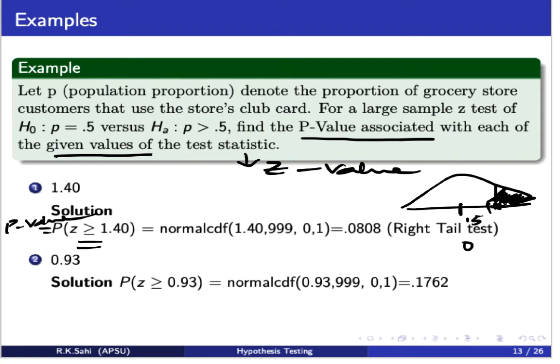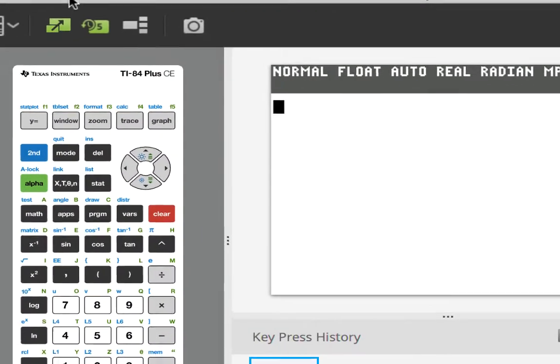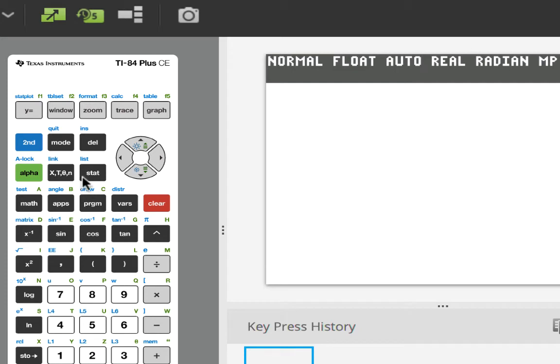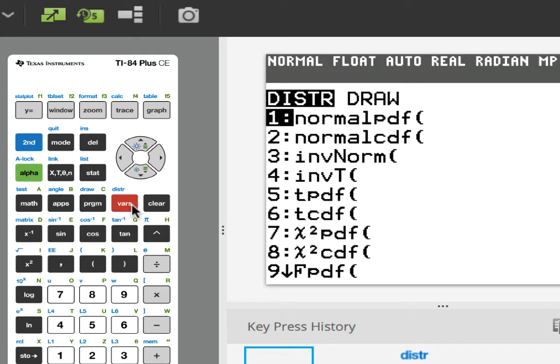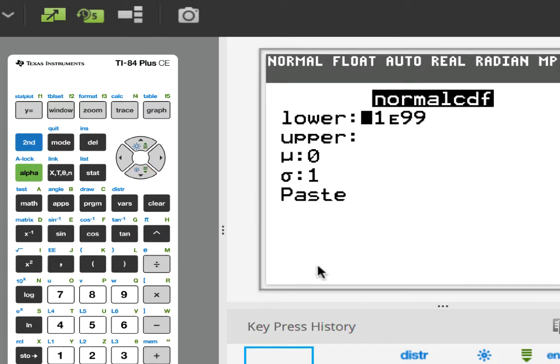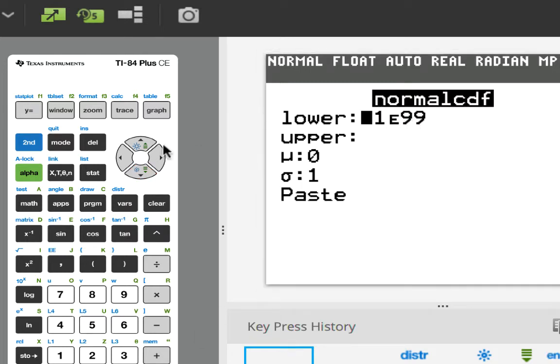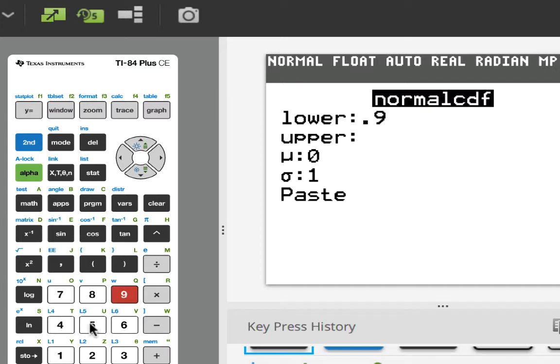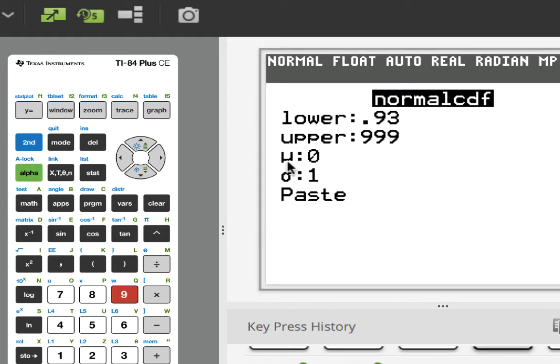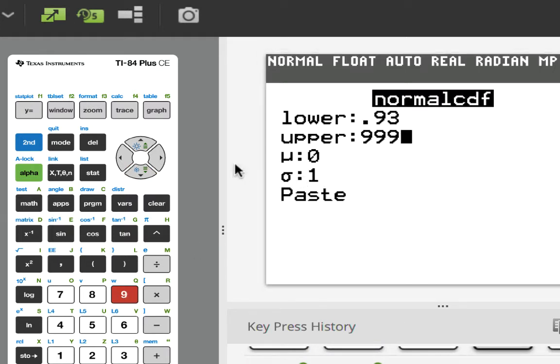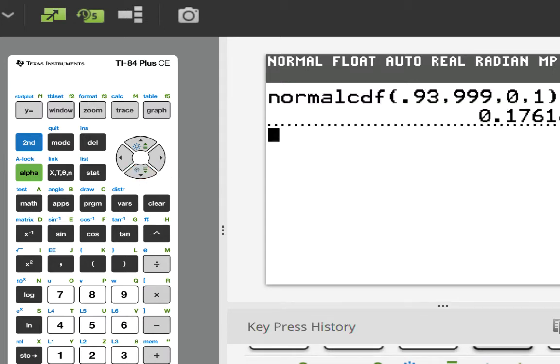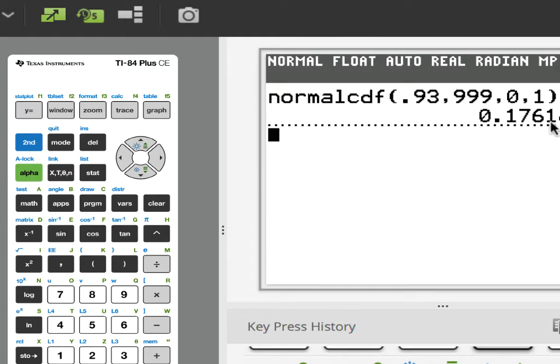So let me just do one of them for you because we have done it so many times, but still. Okay, to find the p-value when z is greater than or equal to 0.93, you go to second inverse, you do the normal CDF, take the cursor to number 2, press enter. Now z is greater than, that means this is the value 0.93. The upper value is 999. And this remains the same because we are applying the z-test, guys. So we do the paste, enter, enter. So you get 0.1761.